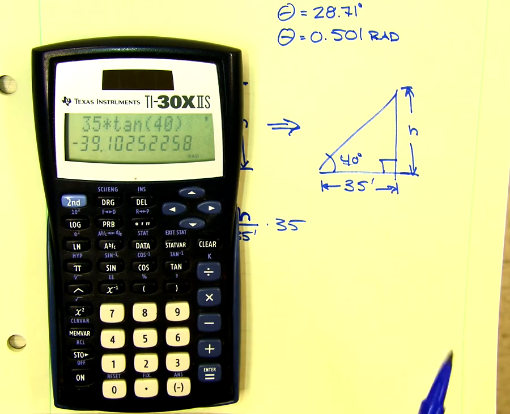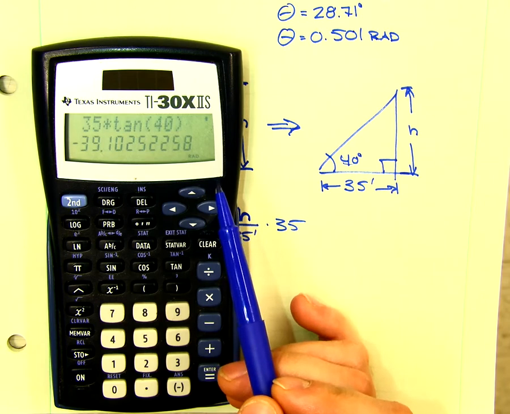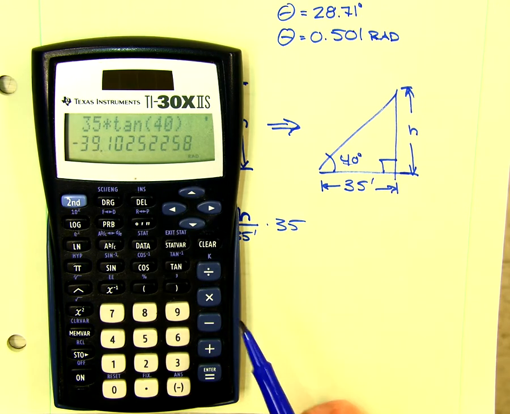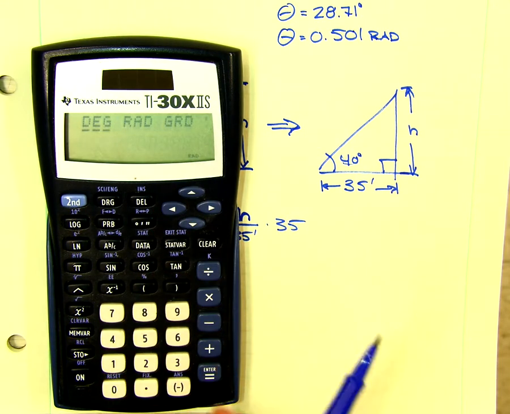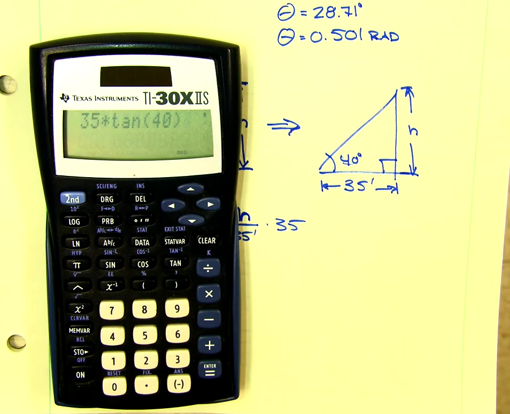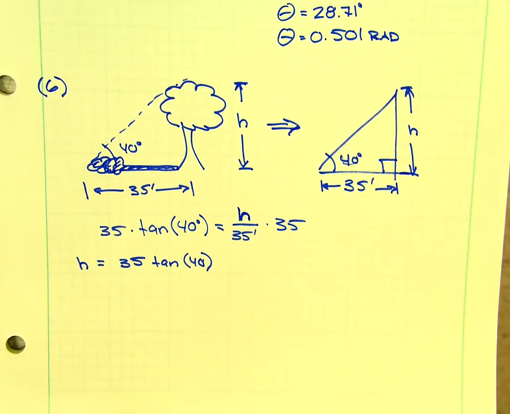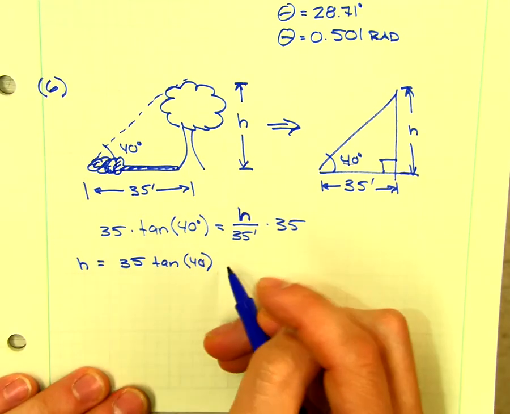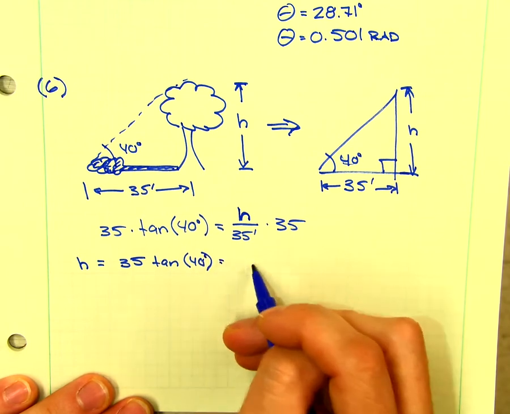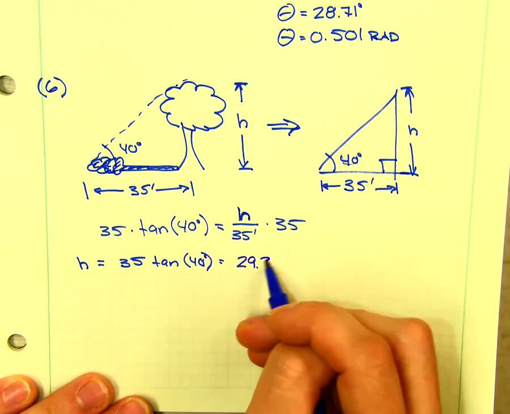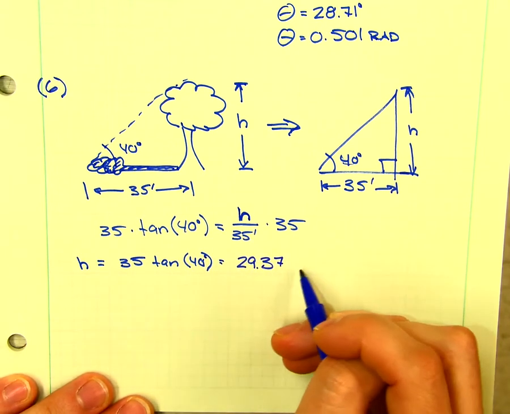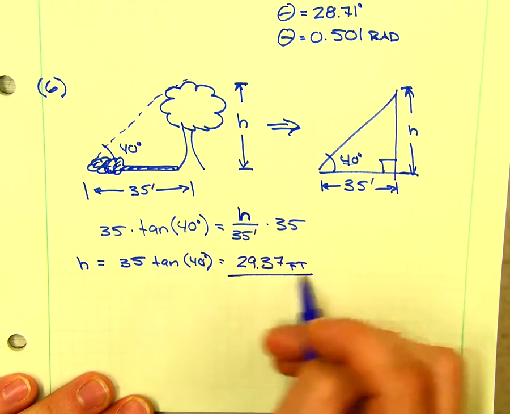Well, this answer doesn't really make sense because it's a negative. So all of a sudden I'm sort of scratching my head. Then I realize, oh, I left my calculator in radians. So I'm going to go to my DRG button, put it back into degrees, hit enter, and sure enough I get 29.37 feet. So my h, making sure that I'm in degrees, is going to be 29.37, and make sure we're putting the units on there, impressing our college professors.